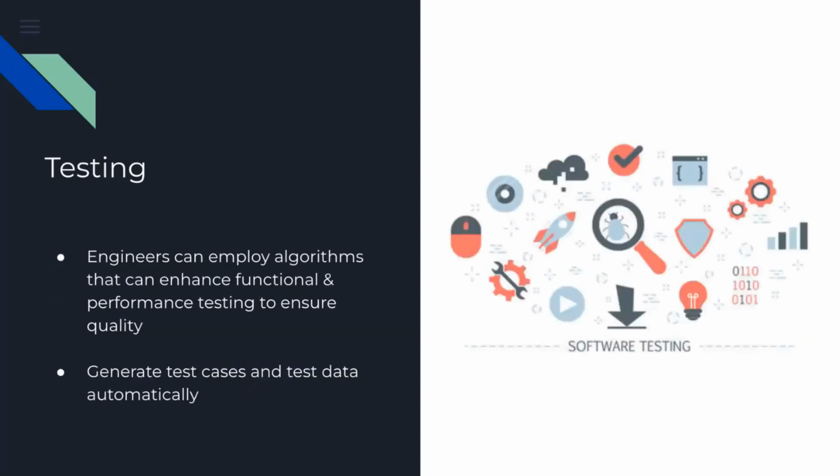And when it comes to testing, engineers can employ algorithms that can enhance the functional and performance testing to ensure the quality and generate test cases and test data automatically. If you talk to people in testing or QA, some of their tasks might be slightly repetitive in nature, especially when it comes to manual testing.